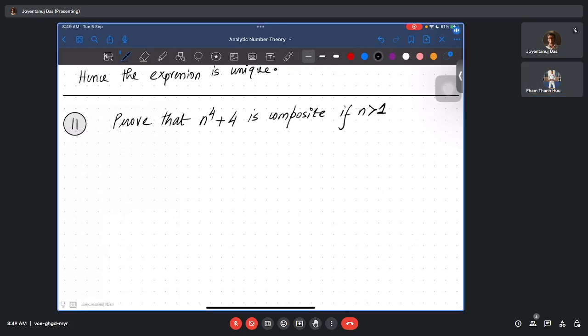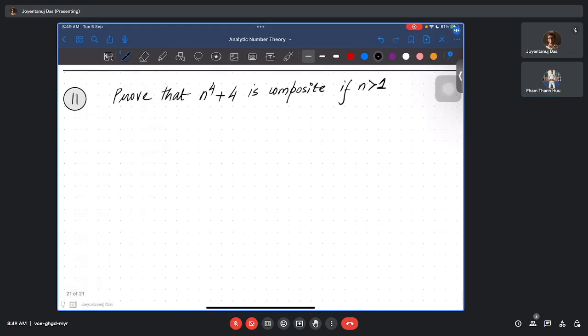So here you have to prove that if n is strictly greater than 1, then n power 4 plus 4 is composite. Composite means not prime. You have to give a factorization.